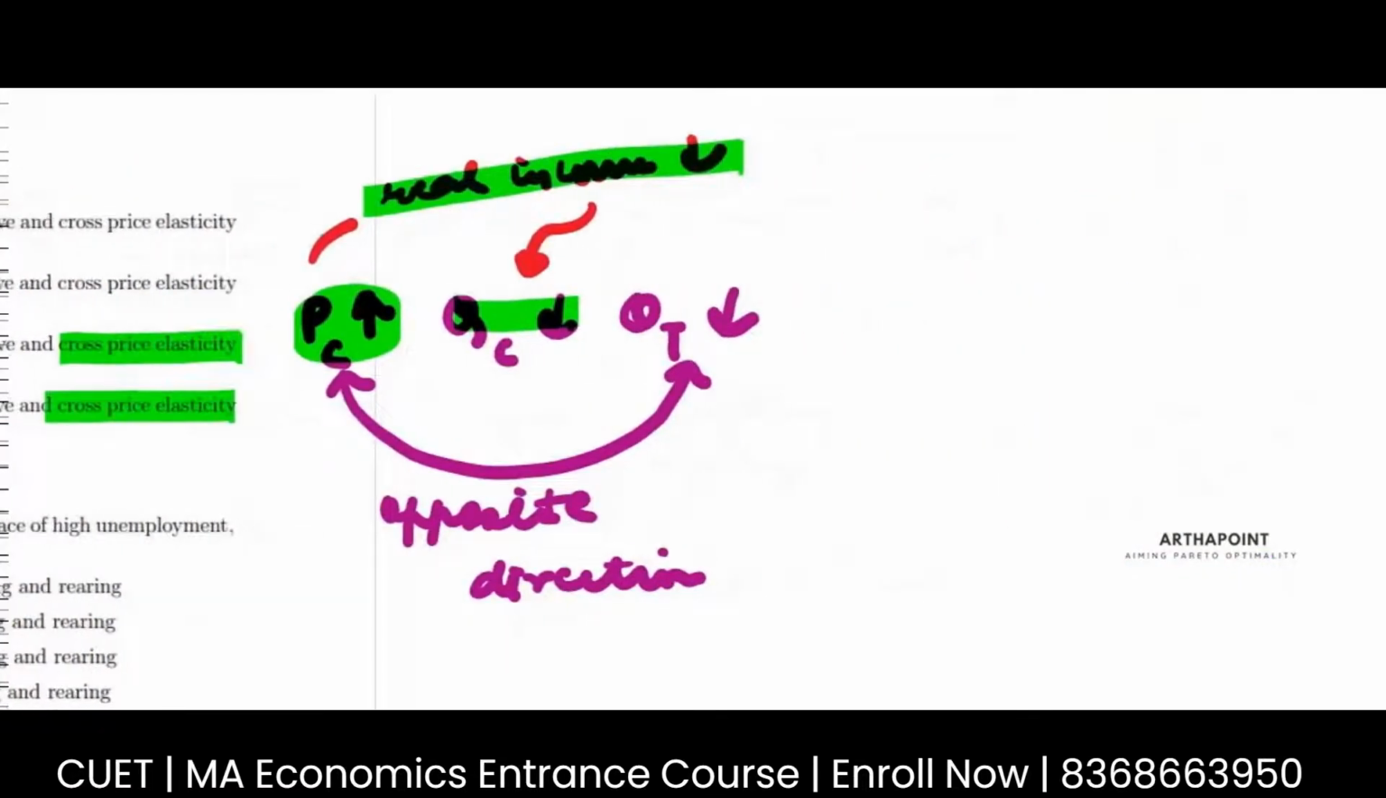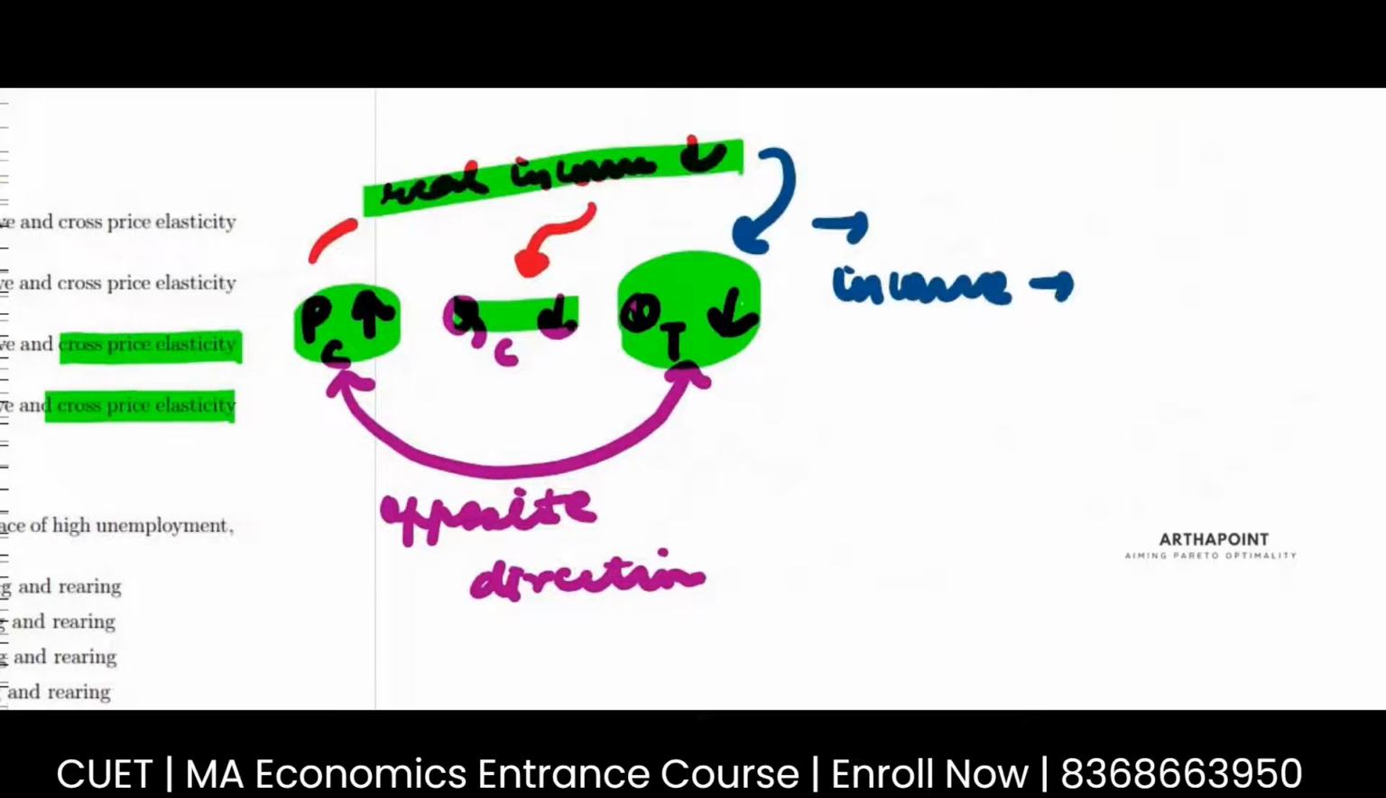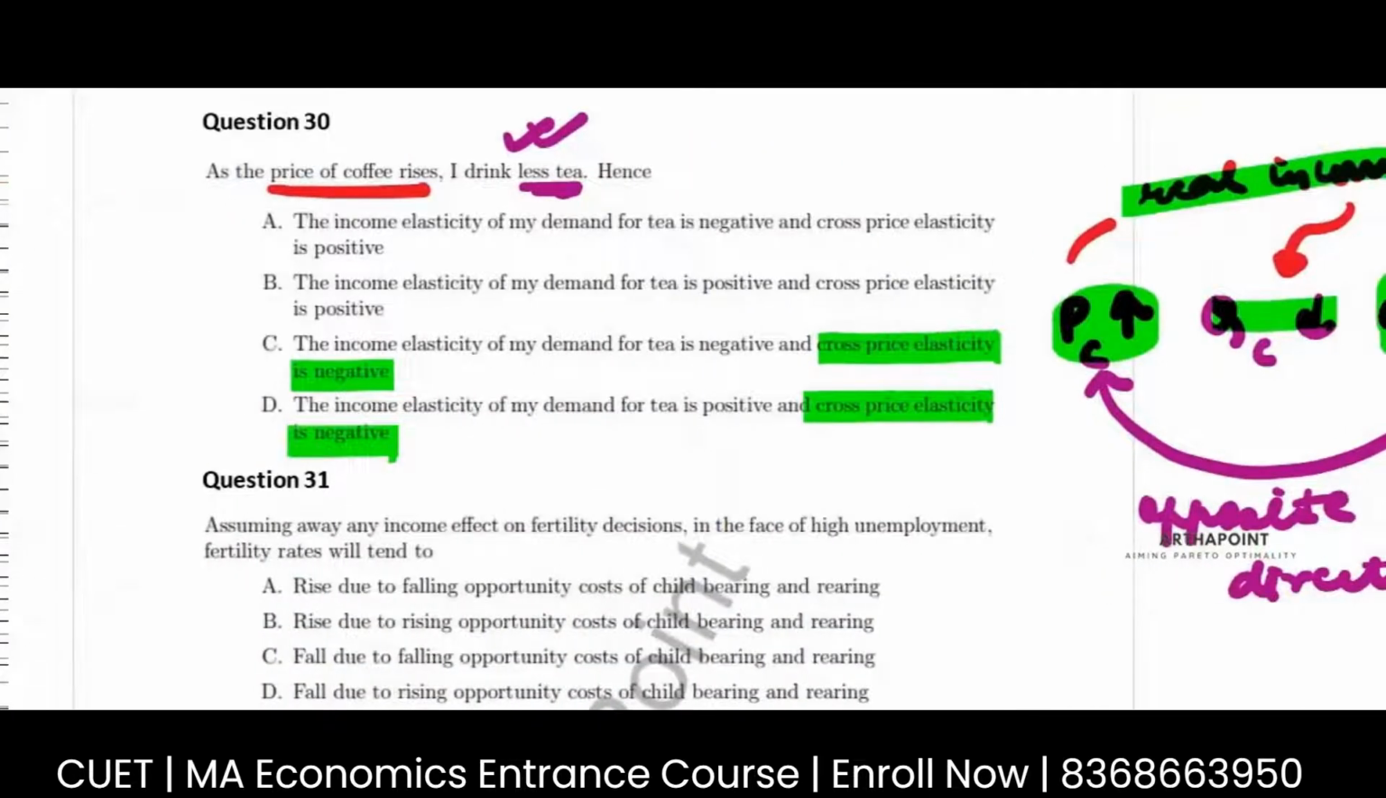Okay. So when my real income is decreasing, I am decreasing the quantity of tea, which means that they are moving in the same direction. So it is positive. The answer is that income elasticity is positive and cross price elasticity is negative. So the answer is D.